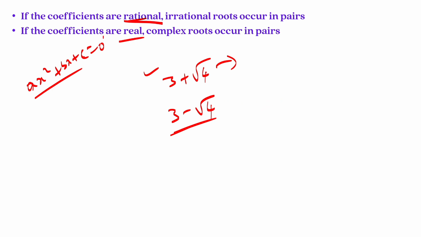The second point to note is, if the coefficients are real, complex roots occur in pairs. What does this mean? Let's say one of the roots is 3 plus 2i, where i is imaginary. Then you can say that the other root is 3 minus 2i. But the condition is that the coefficients must be real. If the coefficients are not rational, you cannot say that 3 plus root 4 has 3 minus root 4 as the other root. Only if the coefficients are rational in the first case, and real in the second case, can you apply this.